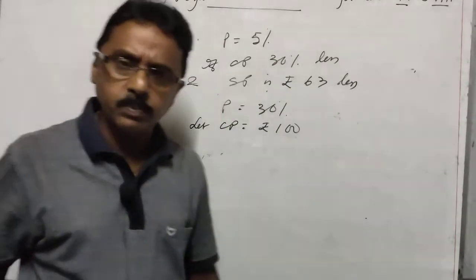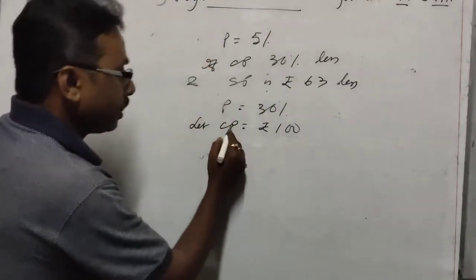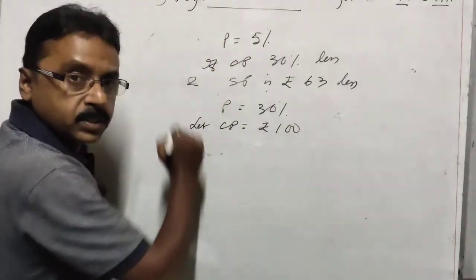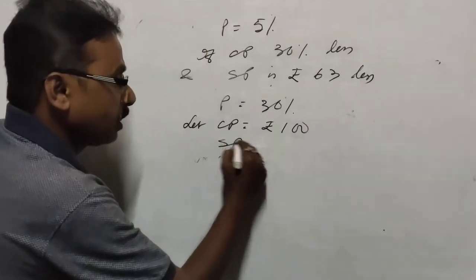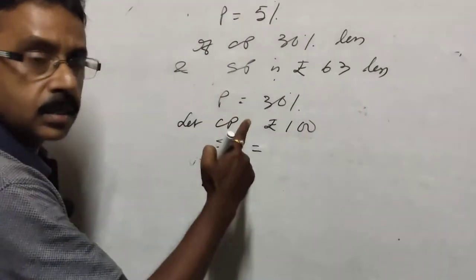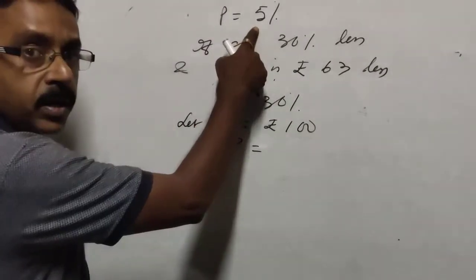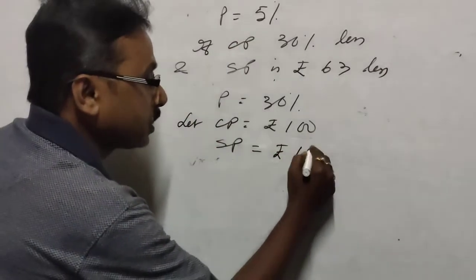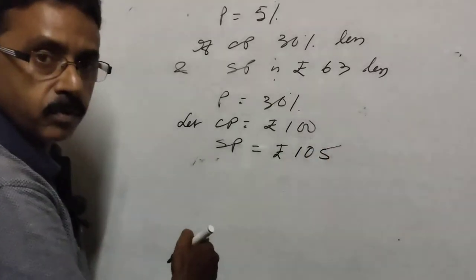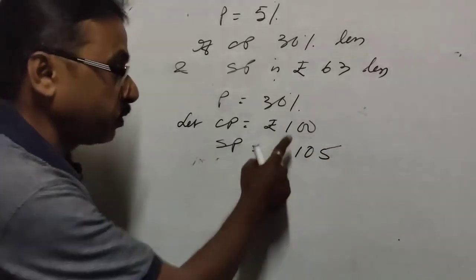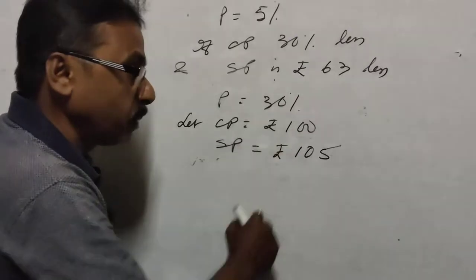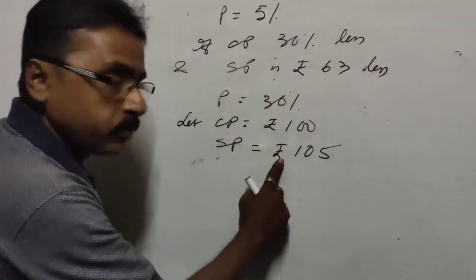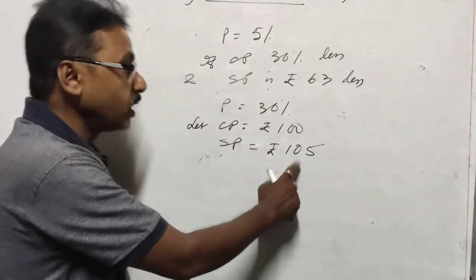Okay, let me assume the cost price be rupees 100. Then CP is rupees 100, 5% profit. Originally it was 5% profit. So what is SP? SP is rupees 100 plus 5% of 100, which is 5 only. So SP is rupees 105. Here we can find it directly because we assume CP is 100. So 5% of 100 is 5 rupees. So SP is CP plus profit, that is 105.